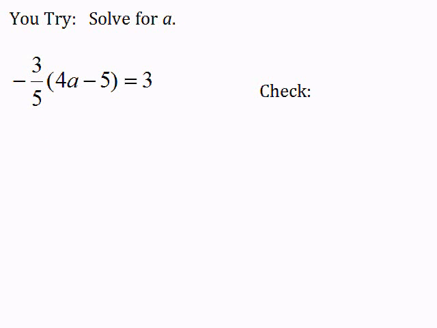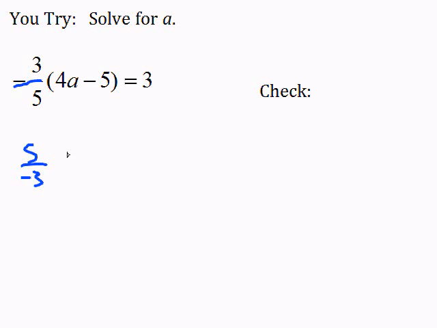Here's another example for you to try. Hopefully you saw that fraction outside the parentheses and decided that you wanted to get rid of it by multiplying both sides by the reciprocal. The reciprocal, by the way, of negative 3 over 5 is 5 over negative 3. So I'm going to multiply both sides by 5 over negative 3.